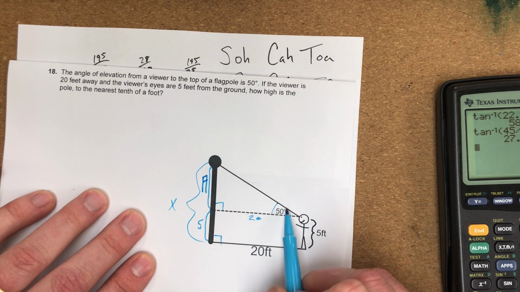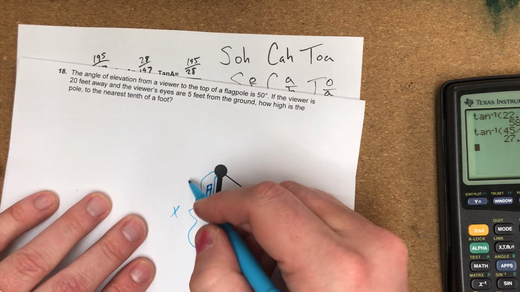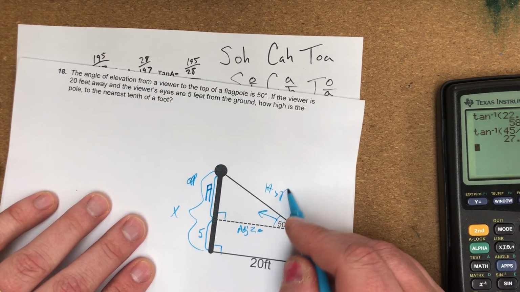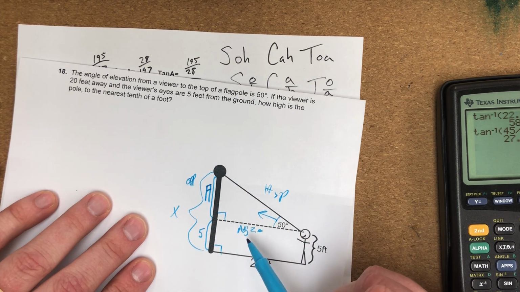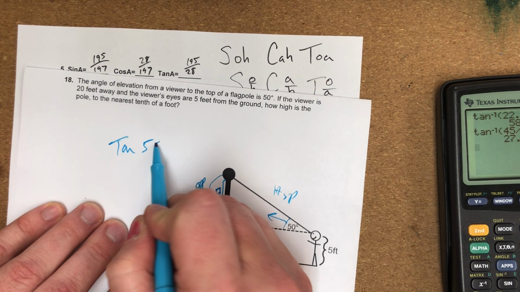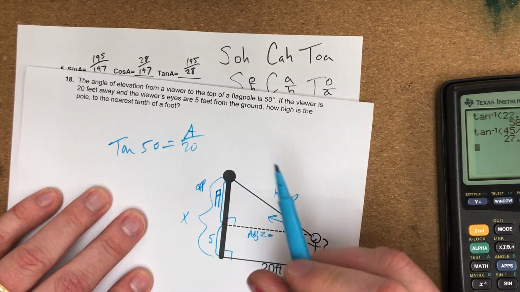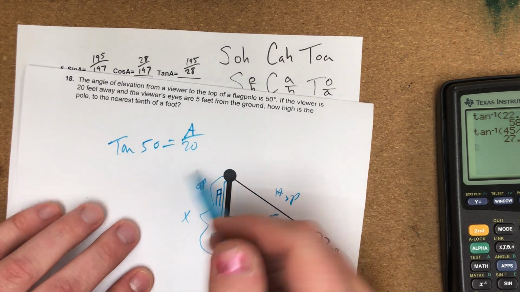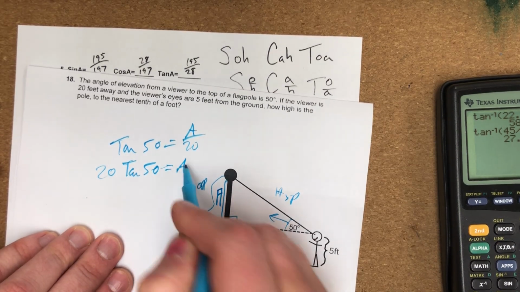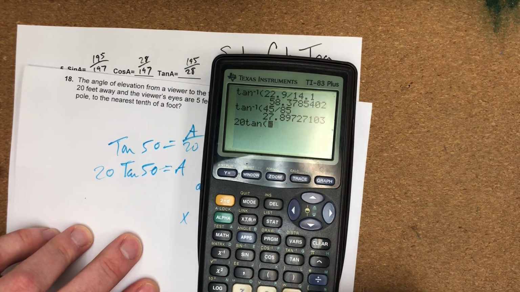So I'm looking at my angle. I have A and I have 20. Oh, well, so I know that's my opposite. This is my adjacent. That's my hypotenuse. So I have opposite over adjacent. I have tangent. I can say tangent of 50 is equal to A over 20. So my next step, multiply both sides by 20. So 20 tangent 50 is equal to A. 20 times tangent of 50.